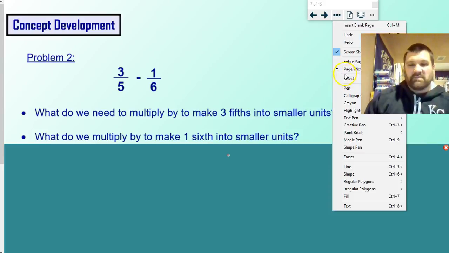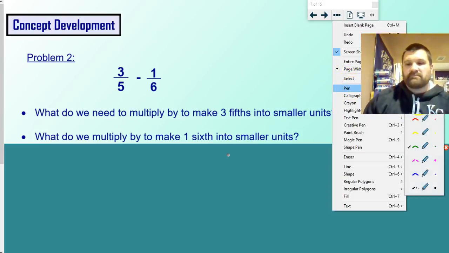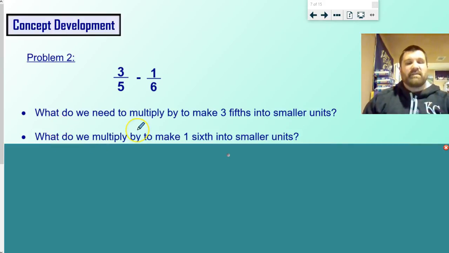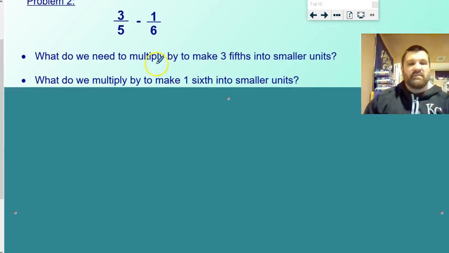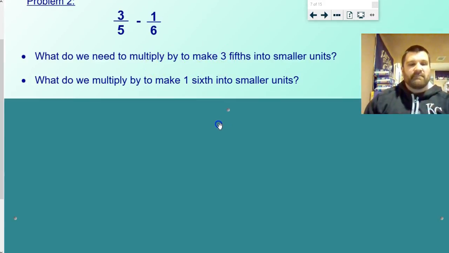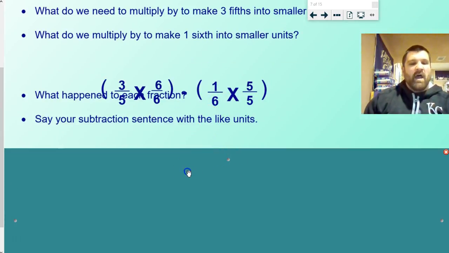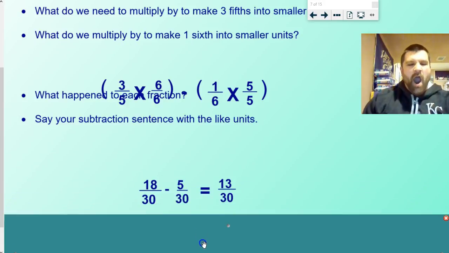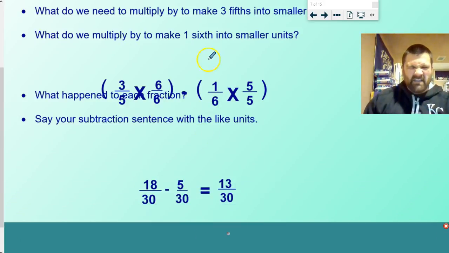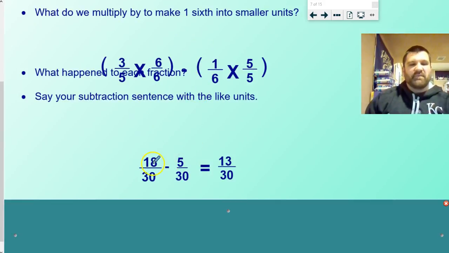Get rid of that green. We want some purple. So what do we multiply to make 1/6 into smaller units? Well, again, we're going to look to some fifths, right? Okay, and then we end up multiplying our denominators, and what you do on the bottom, you do on the top, and you end up with 18/30ths, subtract 5/30ths, and then you subtract, and you get 13/30ths.